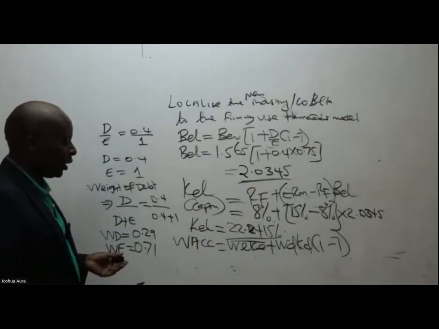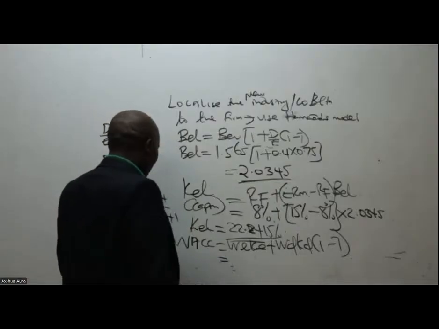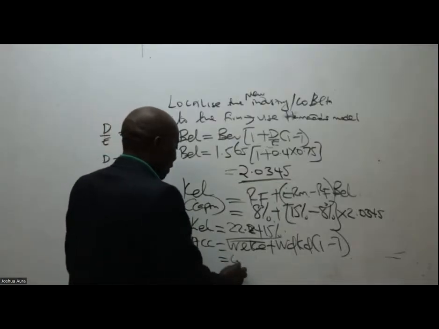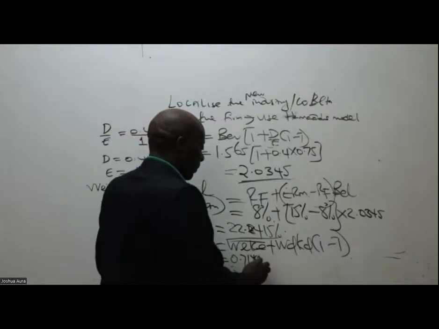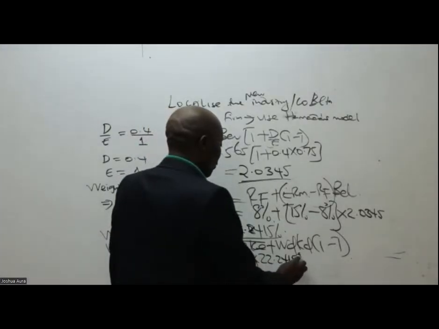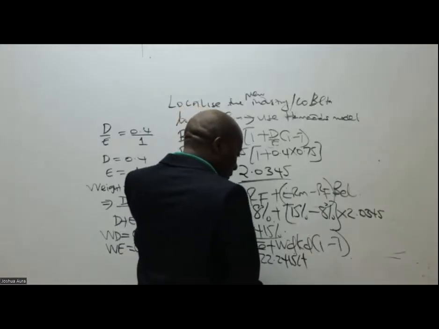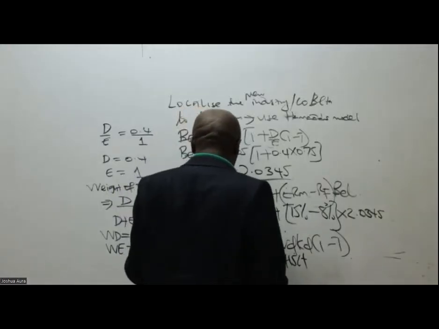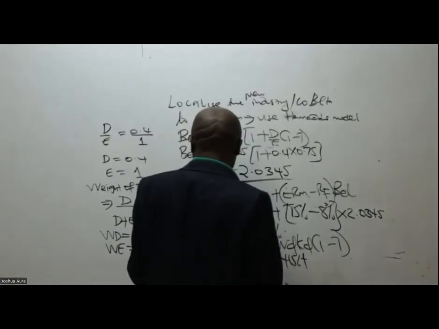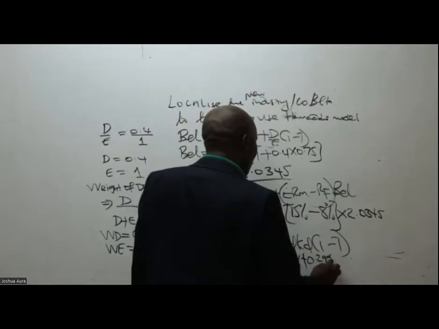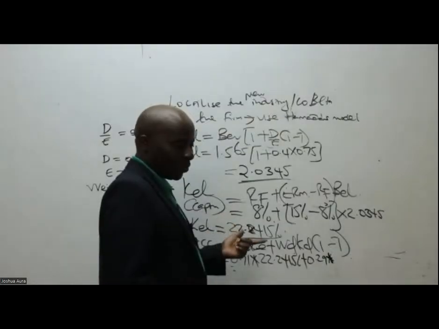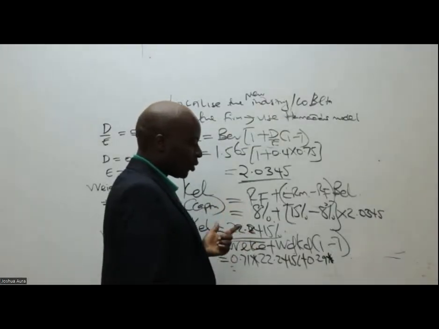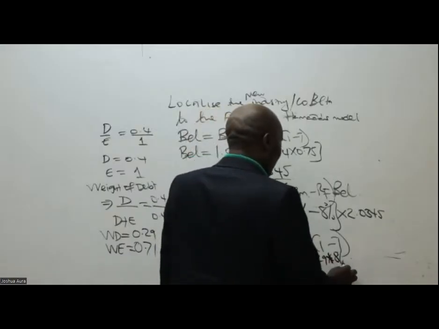So now we have everything to plug in here. Our WACC will be equal to weight of equity, which is 0.71, times cost of equity, which you had given me as 22.2415%, plus weight of debt, which is 0.29. Cost of debt, unless you're told otherwise, is normally risk-free because debt is secured. Debt, you must give a bank security. It is 8%. Multiply this by 0.75.